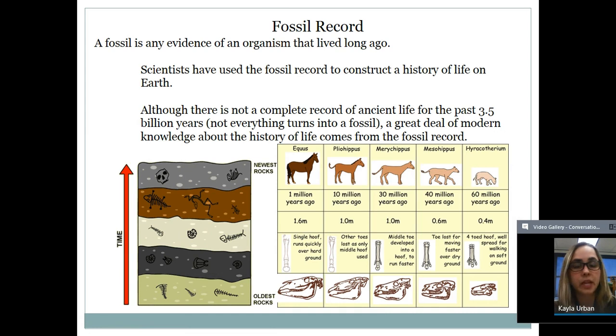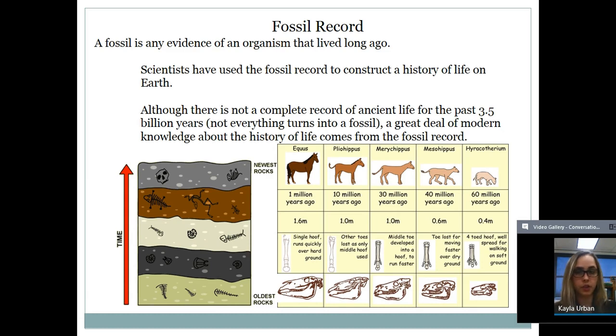Fossil record is another example of evidence for evolution. And a fossil is defined as any evidence of an organism that lived long ago. And scientists have used the fossil record to construct a history of life on Earth. Although there is not a complete record of ancient life for the past 3.5 billion years, because not everything turns into a fossil, a great deal of modern knowledge about the history of life comes from the fossil record.